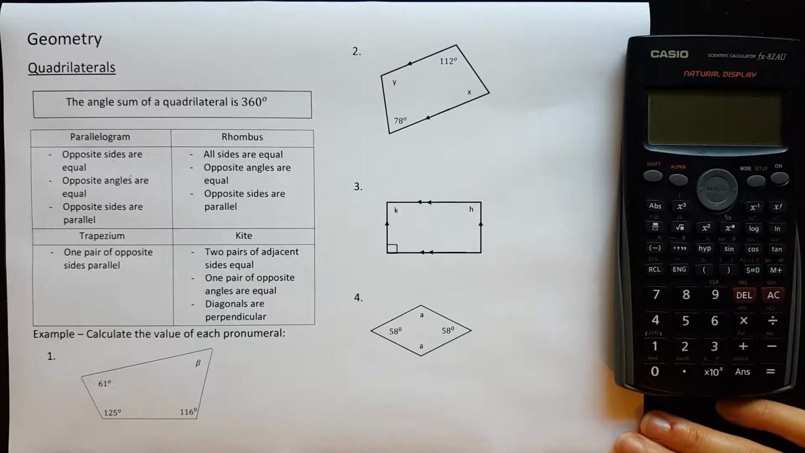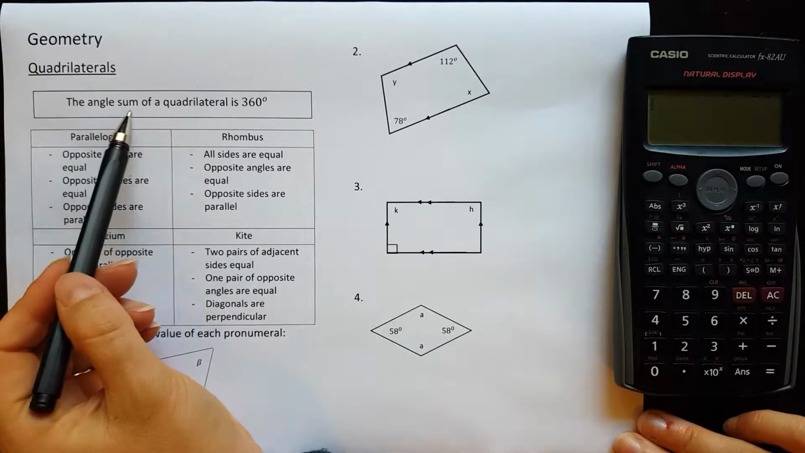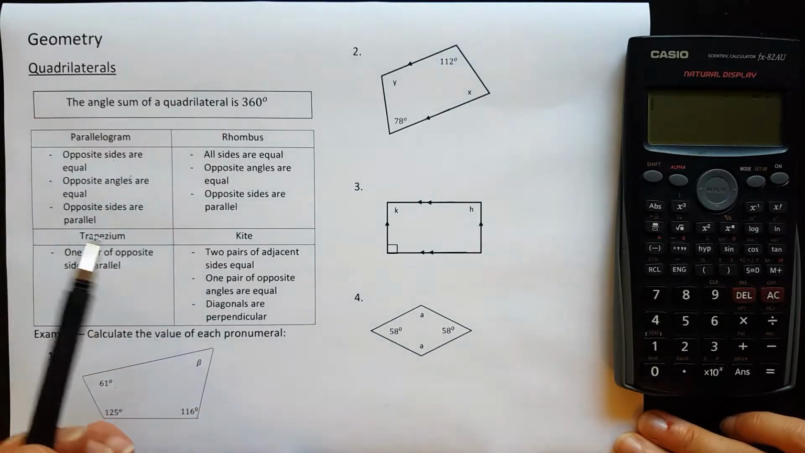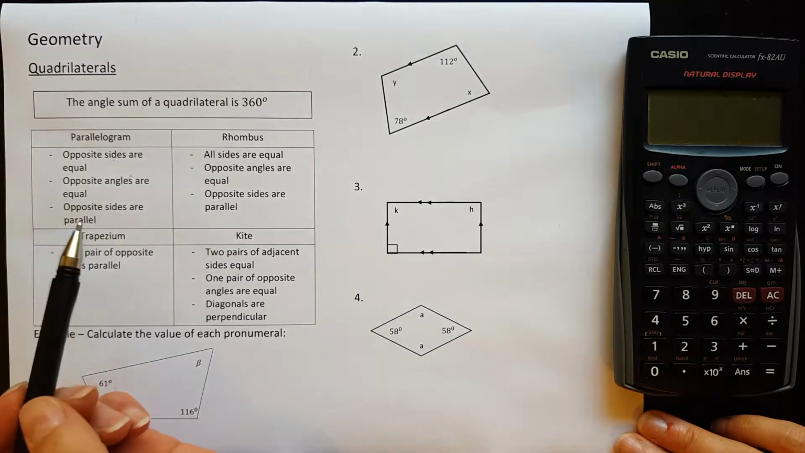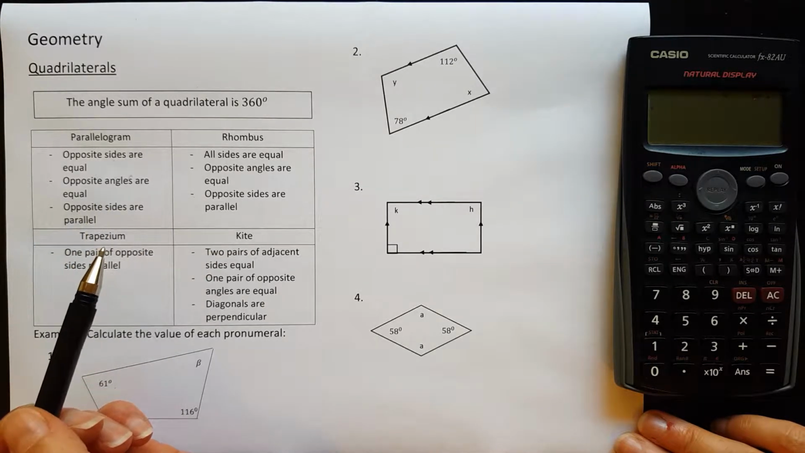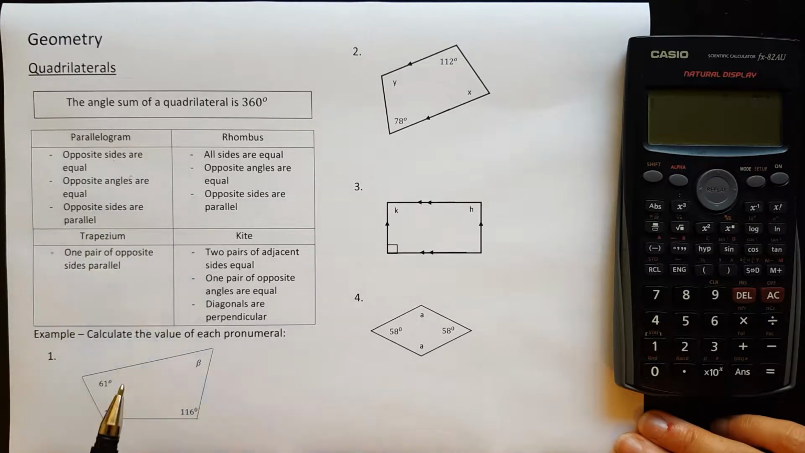Today we're doing geometry and we're going to talk about quadrilaterals. So the angle sum of a quadrilateral is 360 degrees. A quadrilateral is the name we give to any shape with four straight sides. So anything with four sides has an angle sum of 360 degrees.